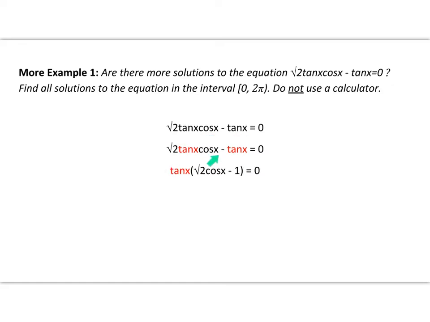When terms have something in common, we can factor that common term out. So think greatest common factor. Think about if I divide this term by tangent, what's left? What would be left is the root 2 and the cosine, so that's what comes here. And if I divide this term by tangent, tangent divided by tangent is 1. Bring down the minus sign, and then of course the equals 0 on the other side.